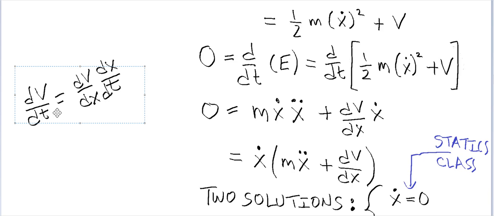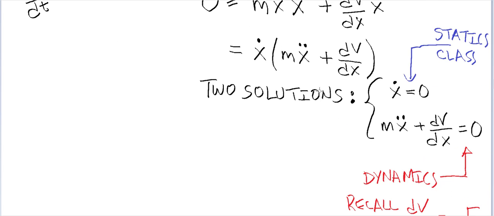So I've written it out here for you. dV/dt would just be dV/dx times dx/dt, right? And that's what this is, dV/dx times x dot, but x dot is just dx/dt. Note that we can factor out an x dot from this and say that 0 is equal to x dot times the quantity m x double dot plus dV/dx. Note that there are two possible solutions that would make this go to 0.